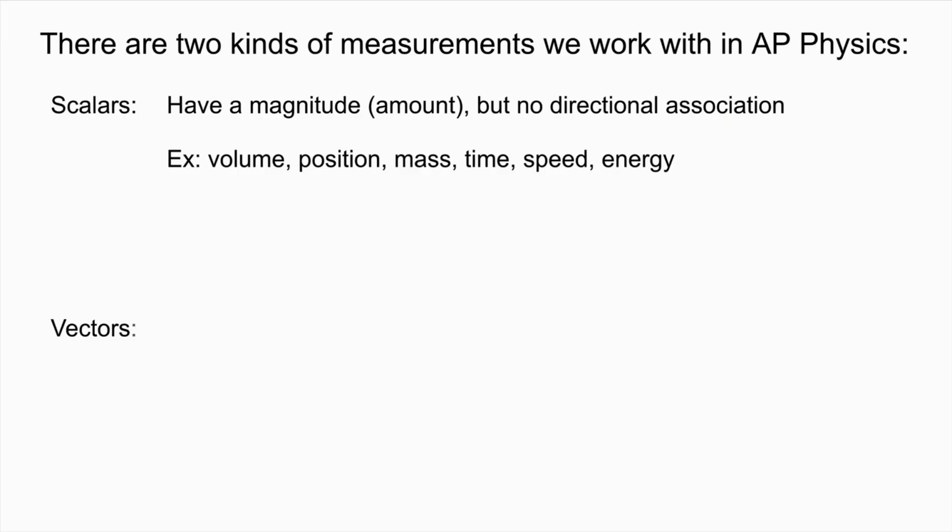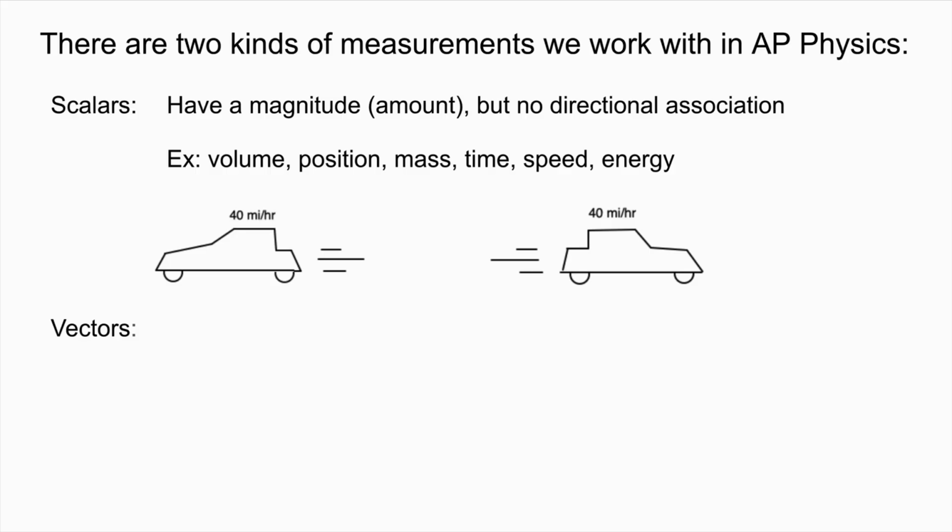But vectors are a bit different, and this is one of the things that a lot of students struggle with initially in AP Physics 1, so let's get you past that part of the year. So let's just look at two cars. I have one car that's traveling 40 miles an hour to the left, and I have another car that's traveling 40 miles an hour to the right.